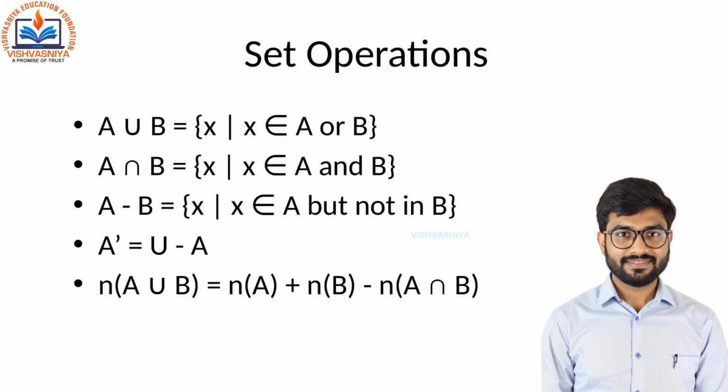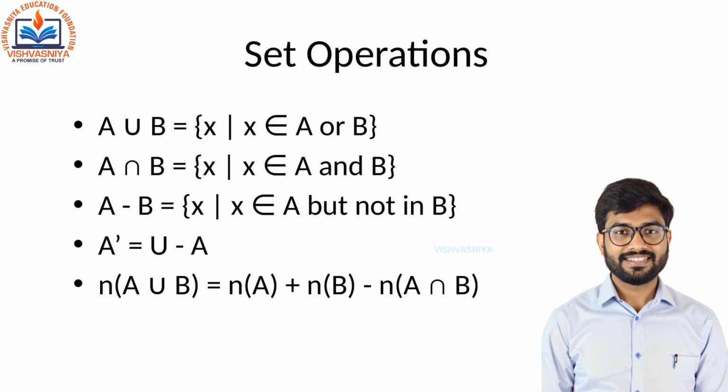Union of sets. We say A union B is the set of all elements x such that x belongs to set A or to set B. In notation, we write A ∪ B = {x : x belongs to A or B}.